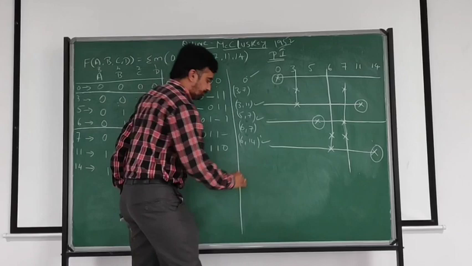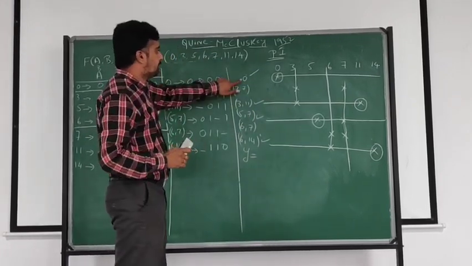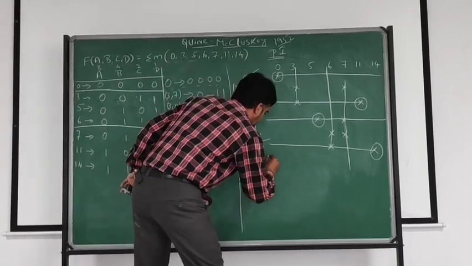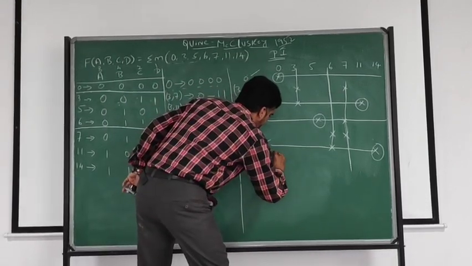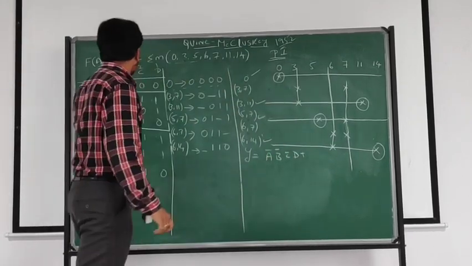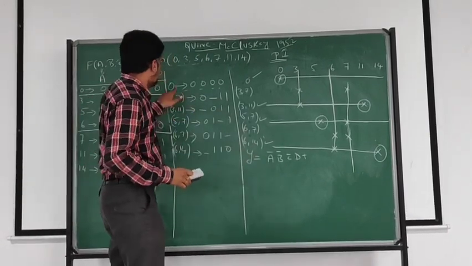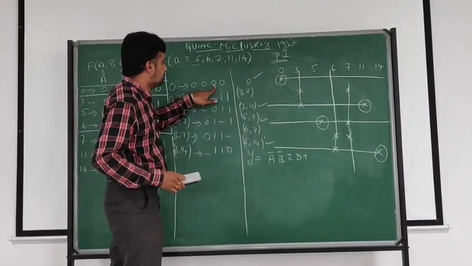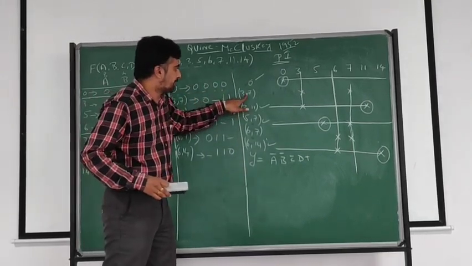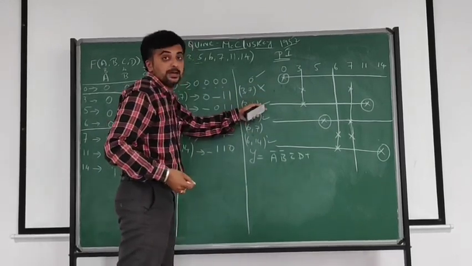Now I will write the final value. Y is equal to 0, 0 indicates A bar, B bar, C bar, D bar, plus next 3, 7. Where is 3, 7? Y is equal to A bar, B bar, C bar, D bar, where 0 indicates bar. Next go for 3, 7. This is not a prime implicant. Leave that one.